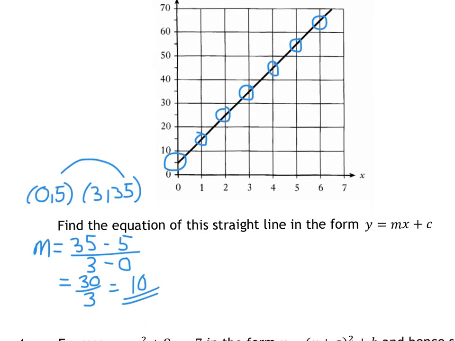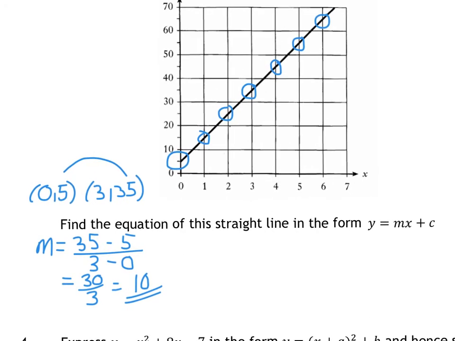Now there's 2 different ways to go from here. We could use y equals mx plus c. So I'm going to do it both ways. So if I want to use y equals mx plus c, m is my gradient, so my gradient was 10. C is the number that goes through the y-axis, which is here, which is 5, so it's plus 5. Alternatively, you could use the y minus b equals m(x minus a) formula.